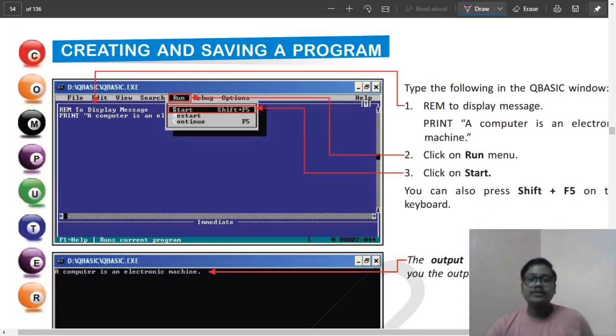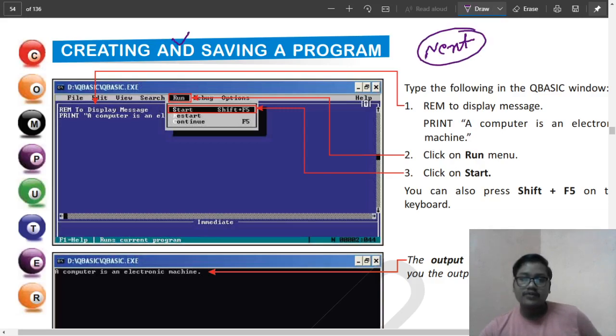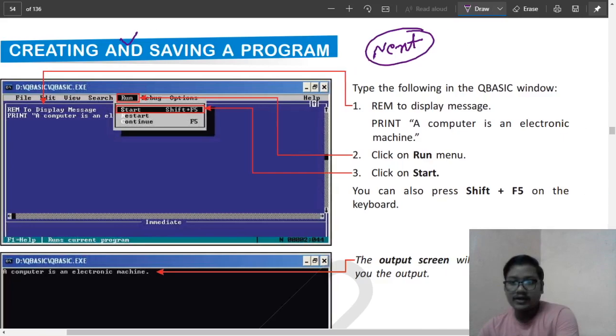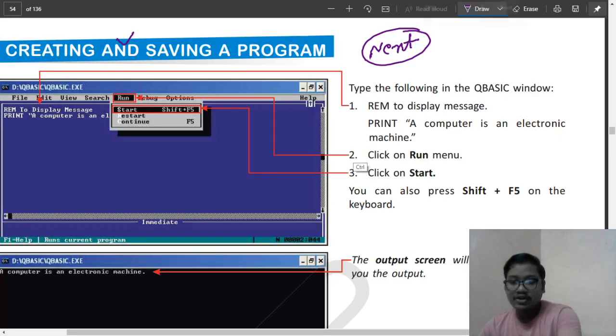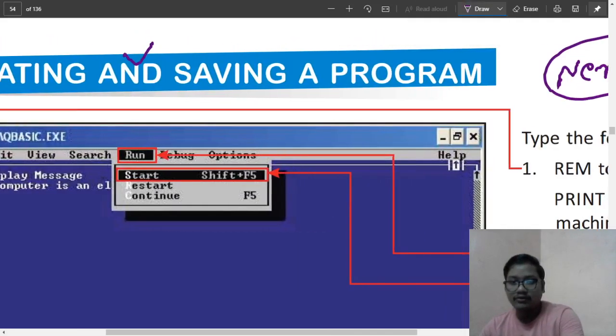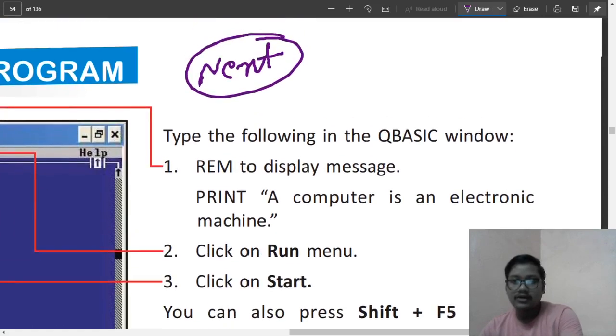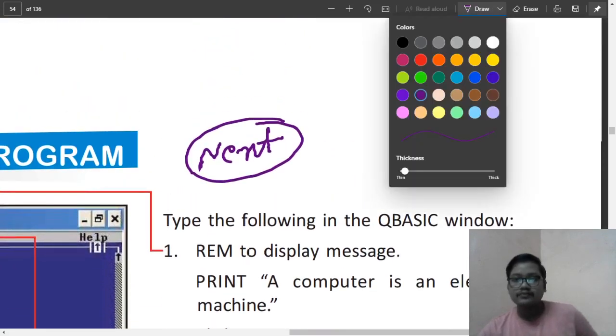Now we have to study about creating and solving a program, which we will see in our next lecture. Okay, so that's all for today. Now it's time for your homework. I am giving you homework, please take a screenshot of it if you are not comfortable to note it down. So here is your homework now.